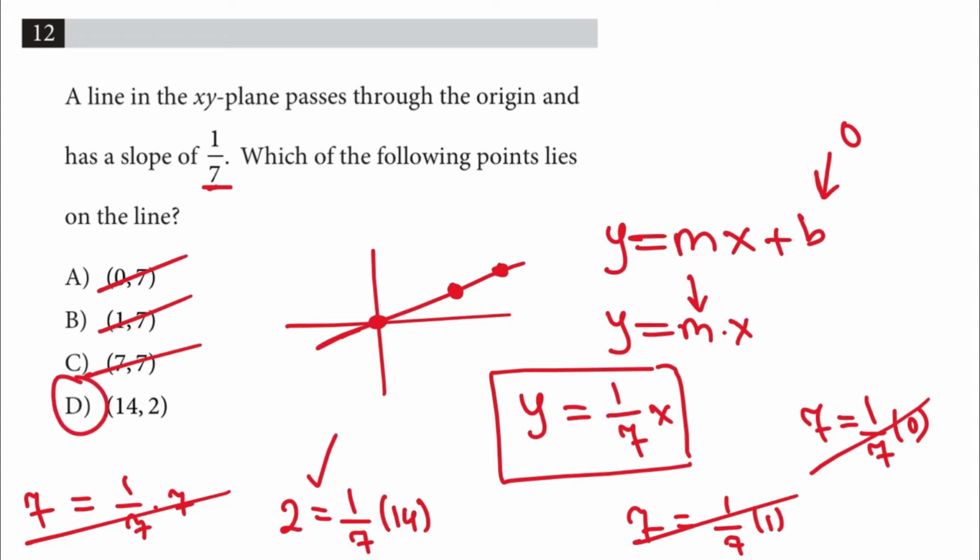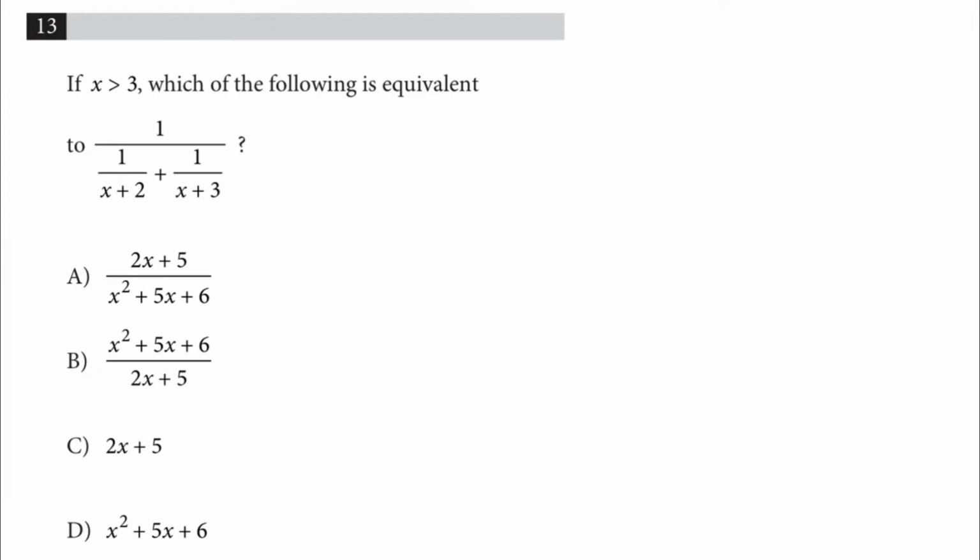Now let's move on to the next question. If x is larger than 3, which of the following is equivalent to all of this? Before you solve this problem, you have to understand that there is a fraction within a fraction, and you first need to simplify the bottom of the main fraction. So what do we do? Well, we sum up those two expressions. But how do we sum them up? We need common denominators: 1 over x plus 2 plus 1 over x plus 3.